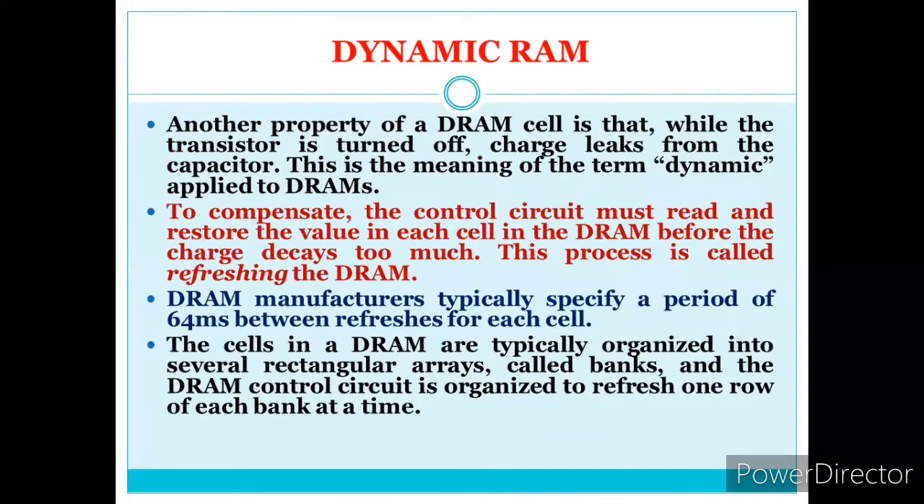Another property of a DRAM cell is that while the transistor is turned off, the charge leaks from the capacitor. As we know the capacitor property, it gets charged and discharges. And due to this leakage of current from the transistor, that's the reason why we call it dynamic RAM. So we say that one is dynamic in nature.